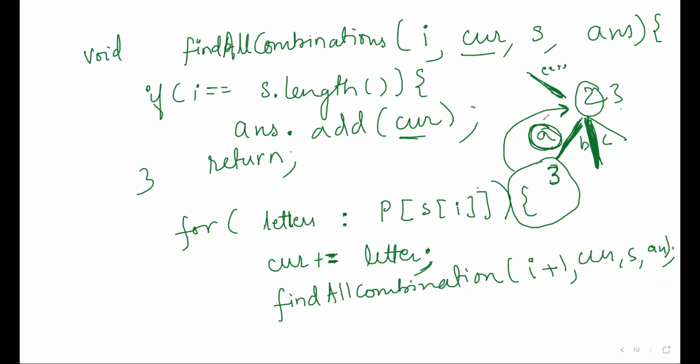So now I have to remove this A which I added earlier. So you have to remove this, okay, before you try this B again. So you'll remove the letter that you added. That's it. This is the recursive function for finding all the possible combinations of letters for a given string of digits.